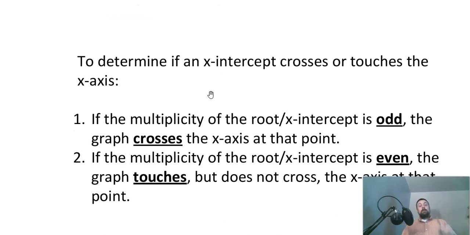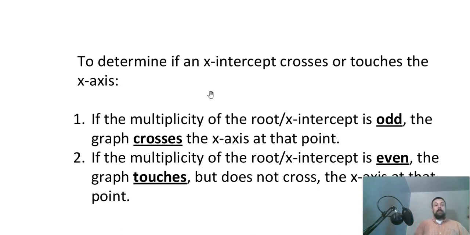All right, now to determine if an x-intercept crosses or touches the x-axis, we will look at the multiplicity of the root that becomes the x-intercept. So when you set y equal to 0 and solve that equation, you are solving a polynomial equation, which we just talked about doing in 3.3. When you solve a polynomial equation, the answer you get is called a root of that polynomial equation. That root has a multiplicity associated with it, and that multiplicity determines the behavior of the graph at that x-intercept.